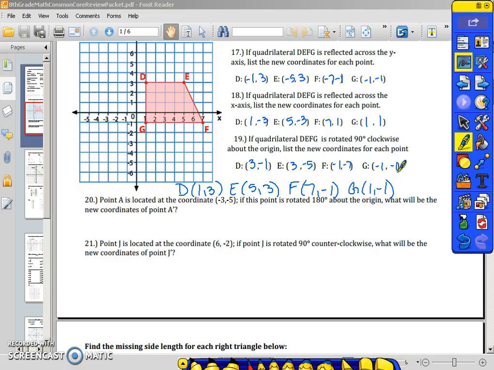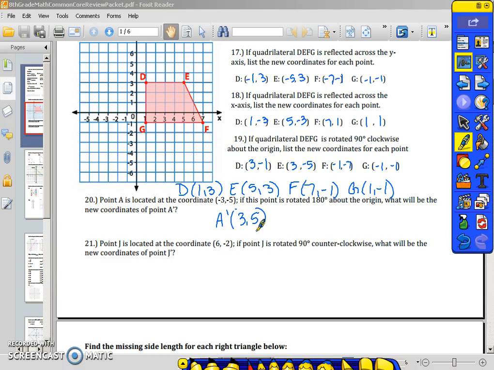20, point A is located at the coordinate negative 3, negative 5. If the point is rotated 180 degrees, the numbers do not flip, but you just change the sign. So it becomes positive 3, positive 5. Change the sign of both numbers.